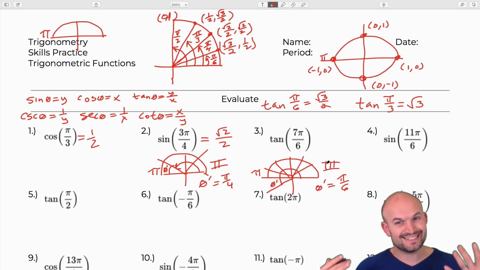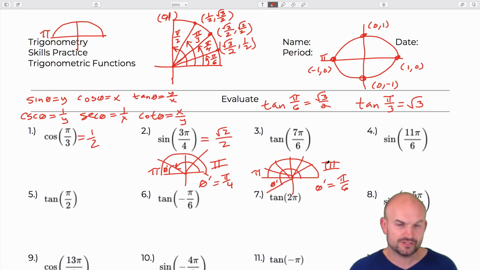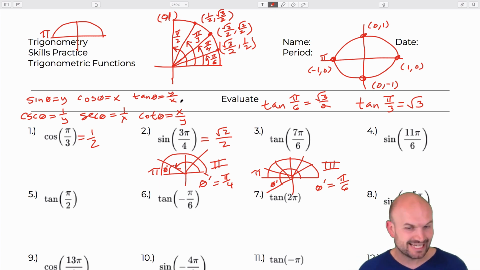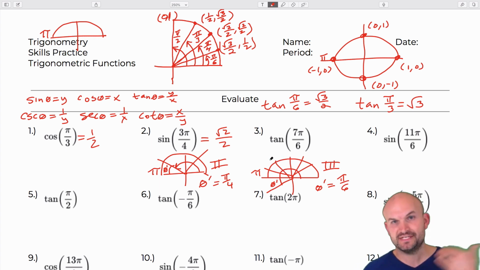So I got to understand, is tangent going to be positive in the third quadrant or negative? And again, since tangent is y over x, and y and x are both negative in the third quadrant, tangent is going to be positive because negative divided by negative is positive.